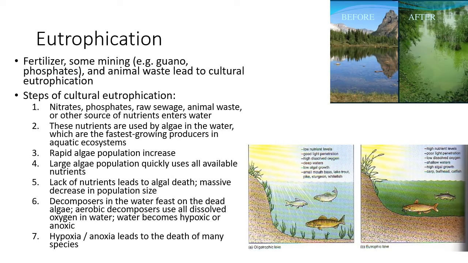But let's get back to cultural eutrophication. Eutrophication is a series of steps, and it's a series of steps that is natural in aquatic systems, but we're going to stick with cultural eutrophication for right now. We'll get to the natural process when we talk about ecosystems and succession.